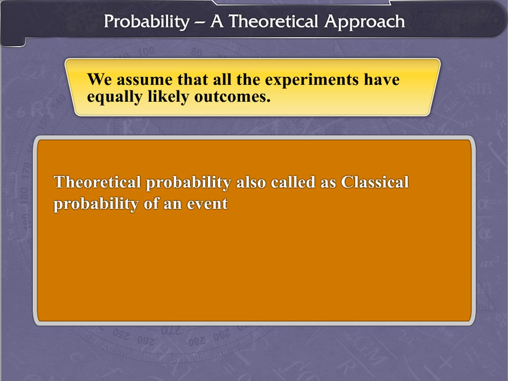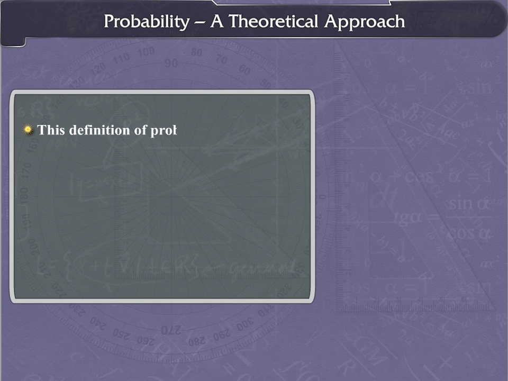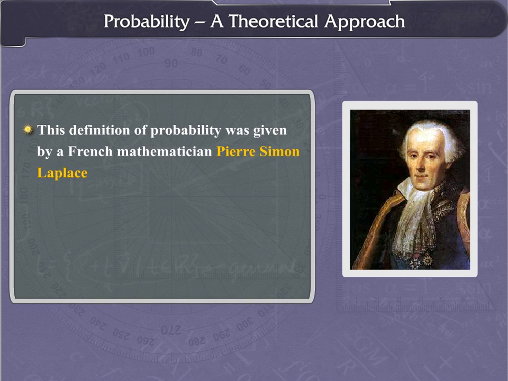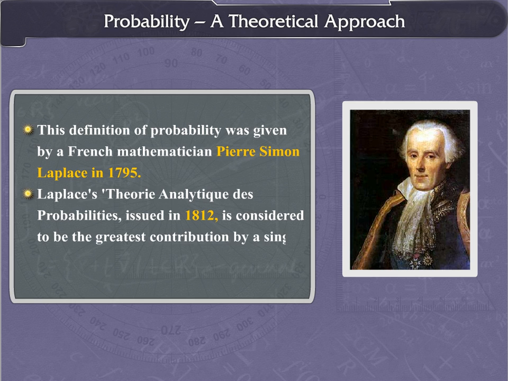Thus, the theoretical probability, also called classical probability of an event E, is defined as the number of outcomes favorable to E upon the number of possible outcomes of the experiment. This definition of probability was given by a French mathematician, Pierre-Simon Laplace, in 1795. Laplace's Théorie analytique des probabilités, issued in 1812, is considered to be the greatest contribution by a single person to the theory of probability.